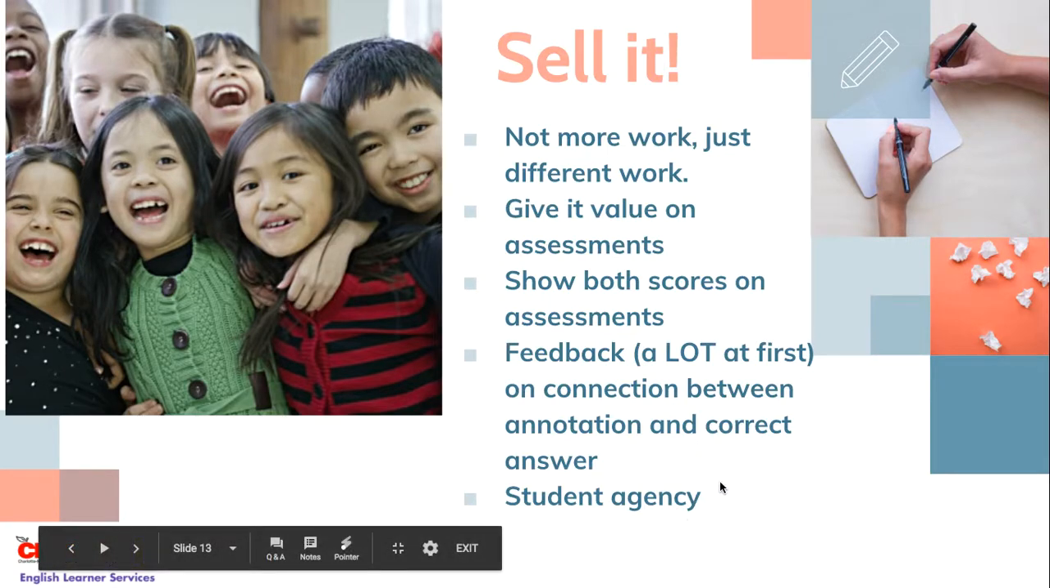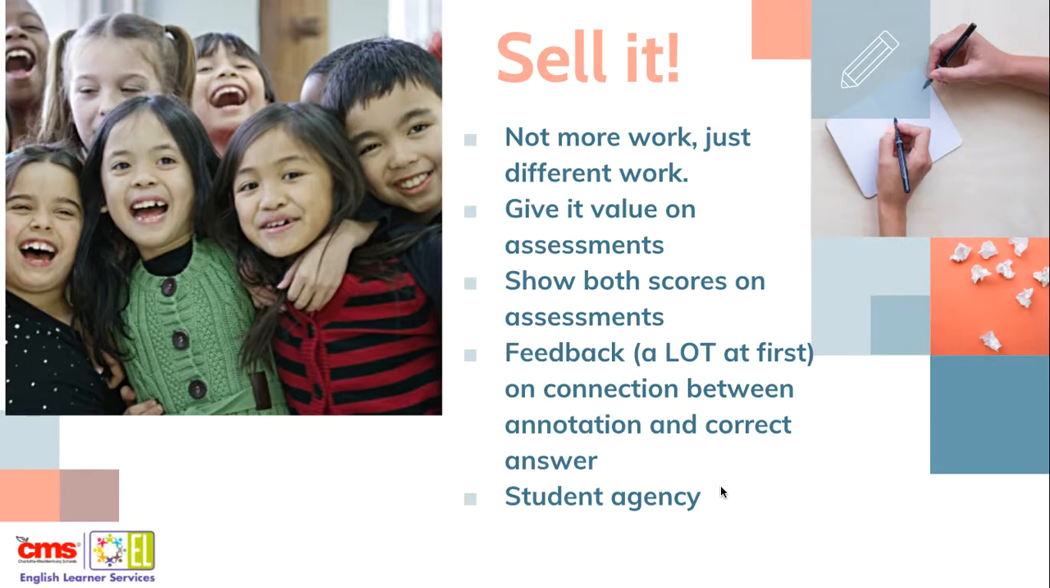And then finally, the student agency piece was huge: giving them the choice and playing around with different ways of annotating, and seeing on different assessments what worked for them and what didn't. That piece was huge in selling it. And it was interesting to me that my low-level foundations students tended to gravitate back to that double entry journal, that T-chart for their annotations.